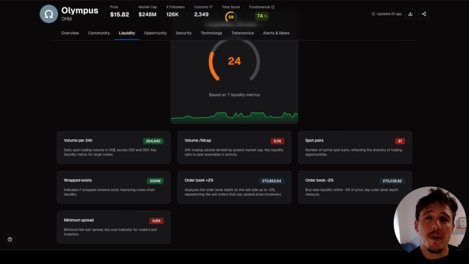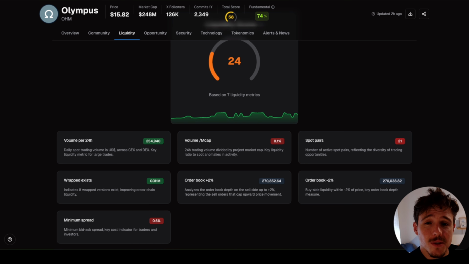But now with Olympus, the minimum spread is 0.6%, clearly in red. Why? Because even if that might not sound like much, let's put it in perspective. On Solana, you lose 0.01% on every trade. On Olympus, you lose 0.6%, that's 60 times more.